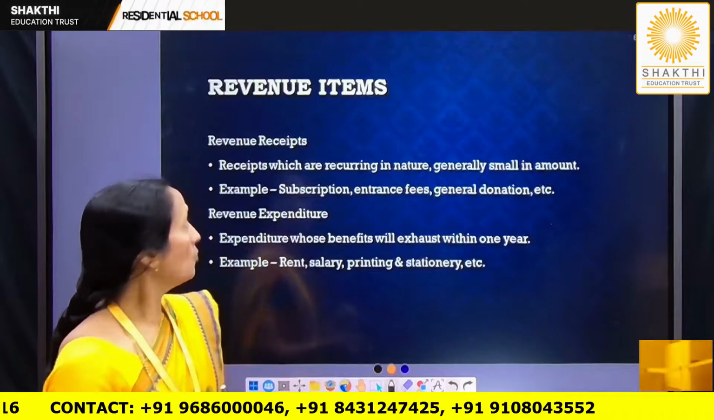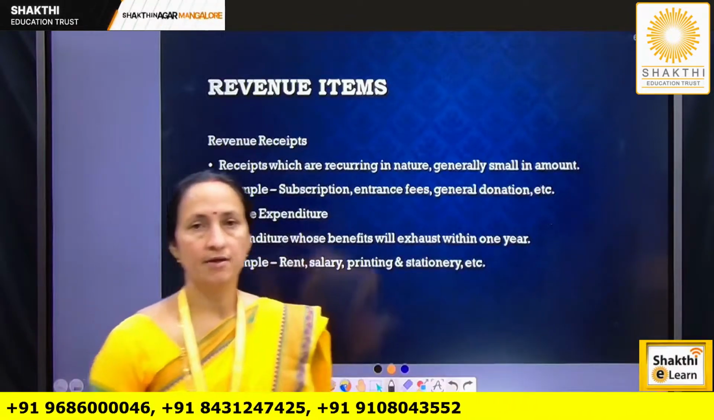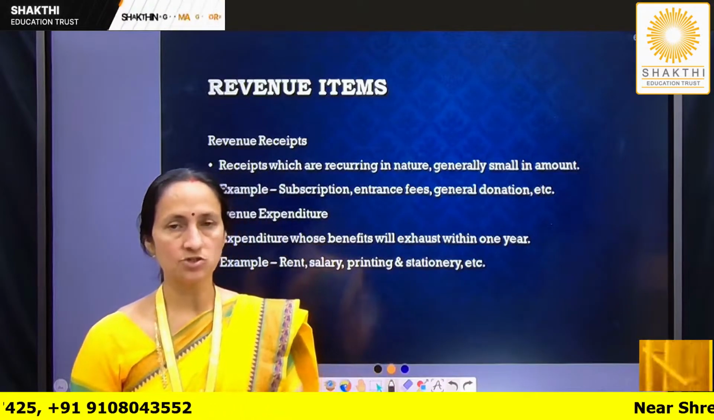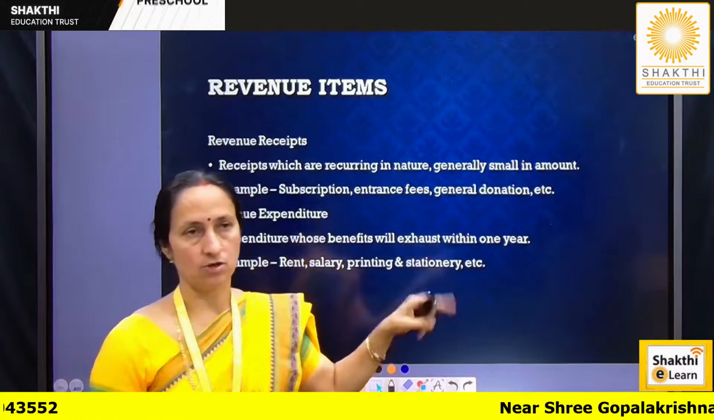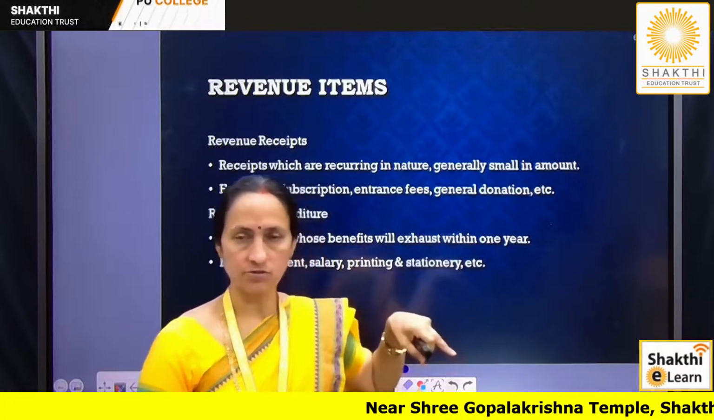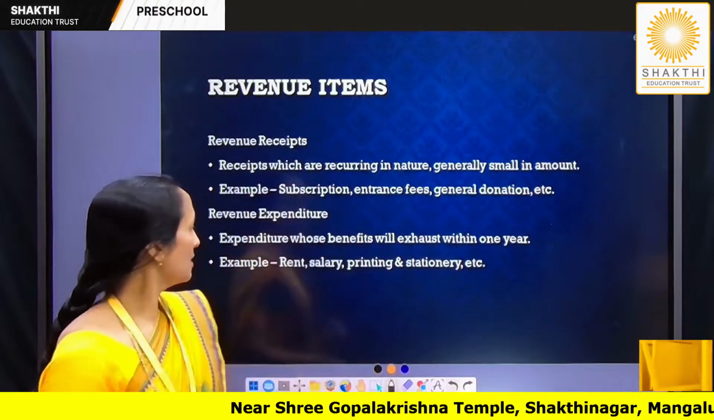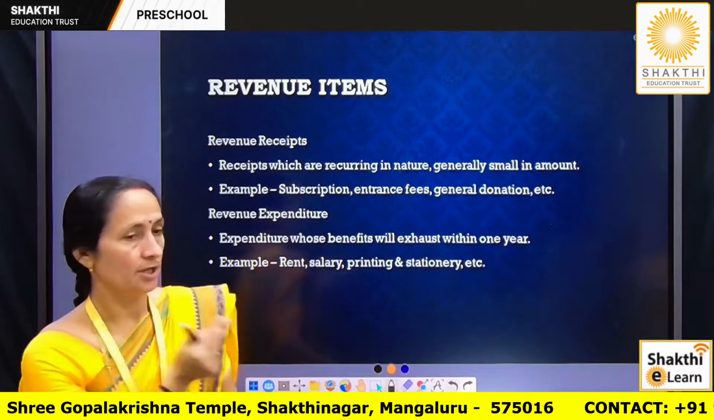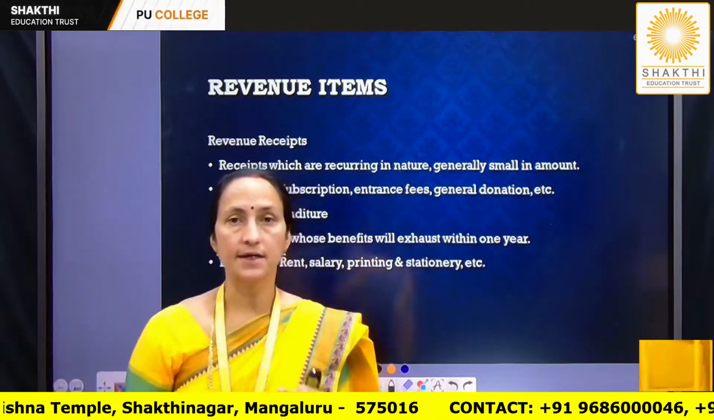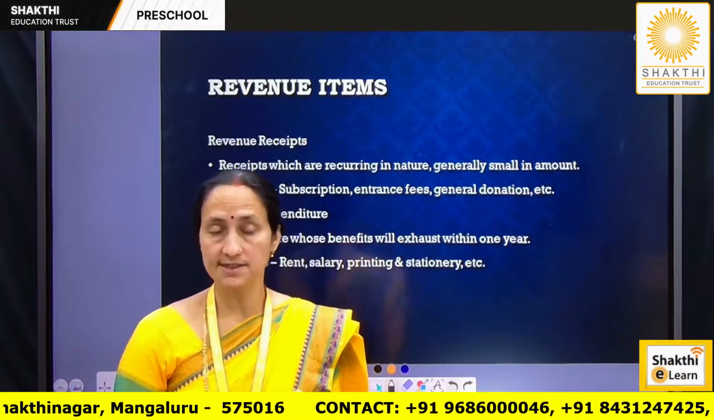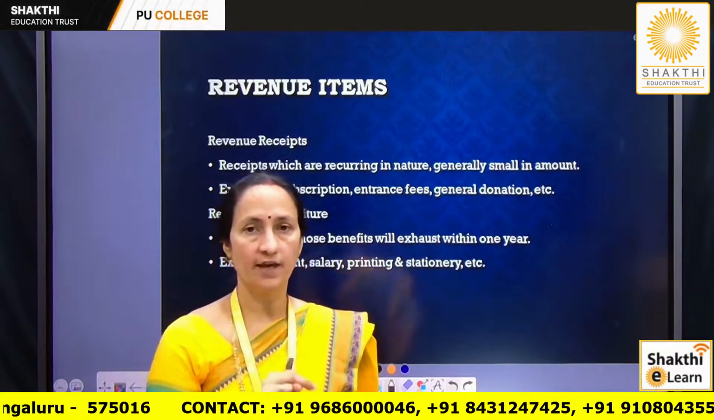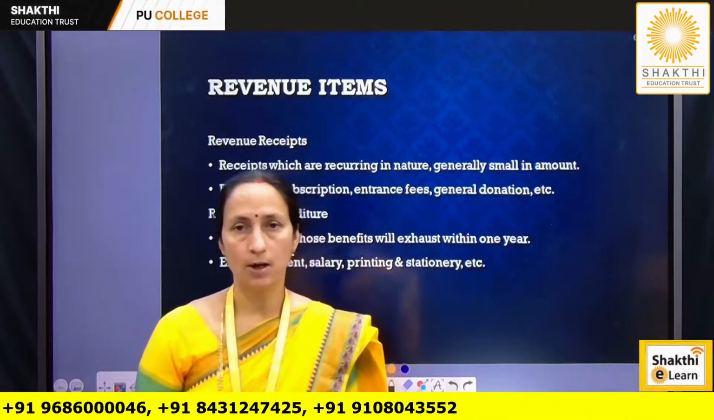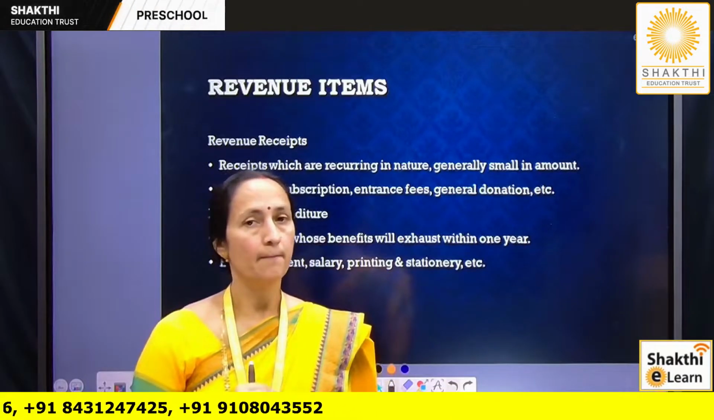Now, what are revenue items? Revenue items are in the profit and loss account. Here in this chapter, it is not profit and loss, it is the income and expenditure account. In revenue items also, we have two types: one is revenue receipt, the other is revenue expenditure. What are revenue receipts? Normally, income generating receipts. Subscription is the main source of income of any non-profit organization. What is subscription? Subscription is the amount paid by a person to become a member.